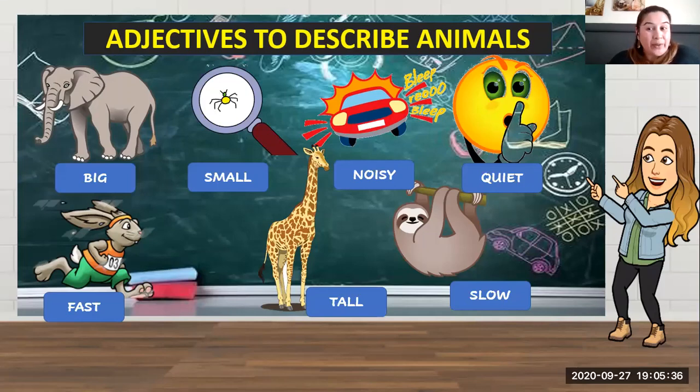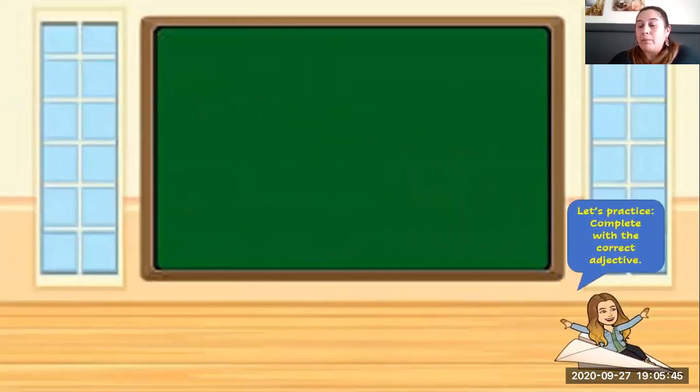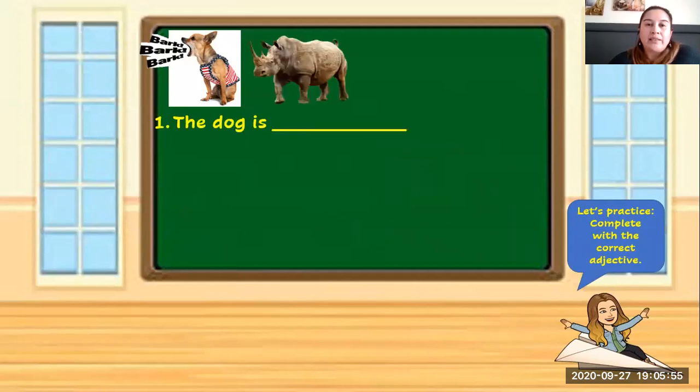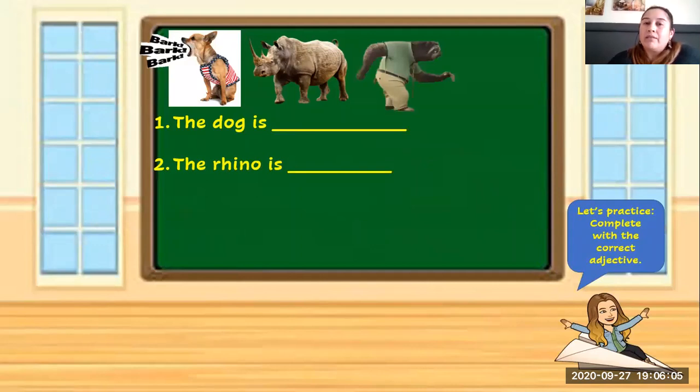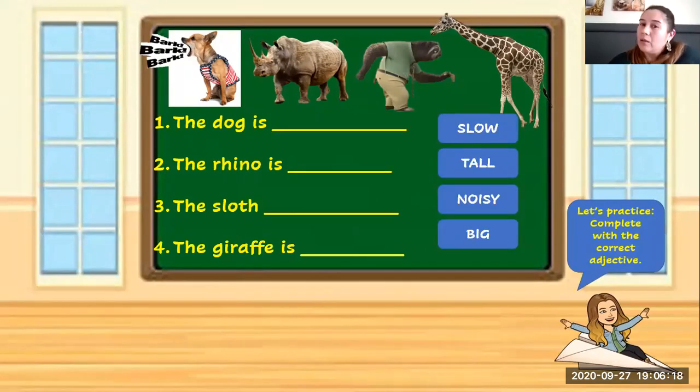Ok? Did you copy it in your notebook? I hope so. Let's continue with an example. Let's practice. Complete with the correct adjective. We have a dog barking. The dog is... A rhino, un rinoceronte. The rhino is... A sloth, un perezoso. And the giraffe is... We have to complete with the correct adjective. We have noisy, big, and slow. Tall, lento, alto, ruidoso y grande. Let's see.